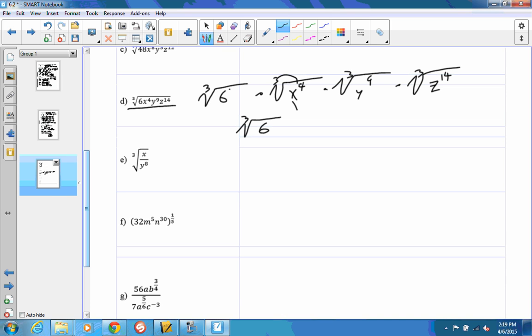So the cube root of x to the 4th, I actually will change to x times the cube root of x. I can only pull 3 of these 4 out, leaving me with 1 underneath. So it's the same thing here. The cube root of y to the 9th. How many can I pull out of there? 3, because it's a cube root, right? So cube root of y to the 6th.